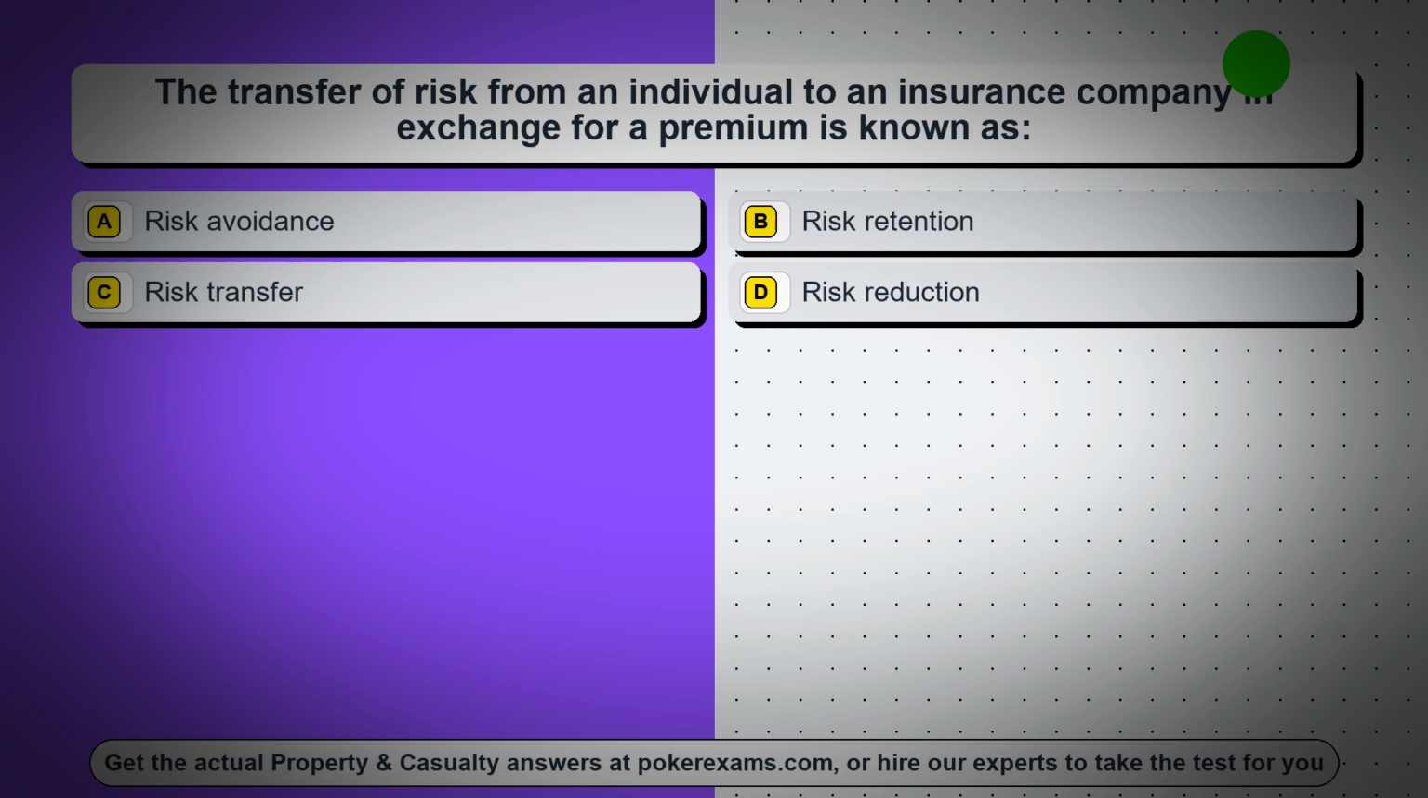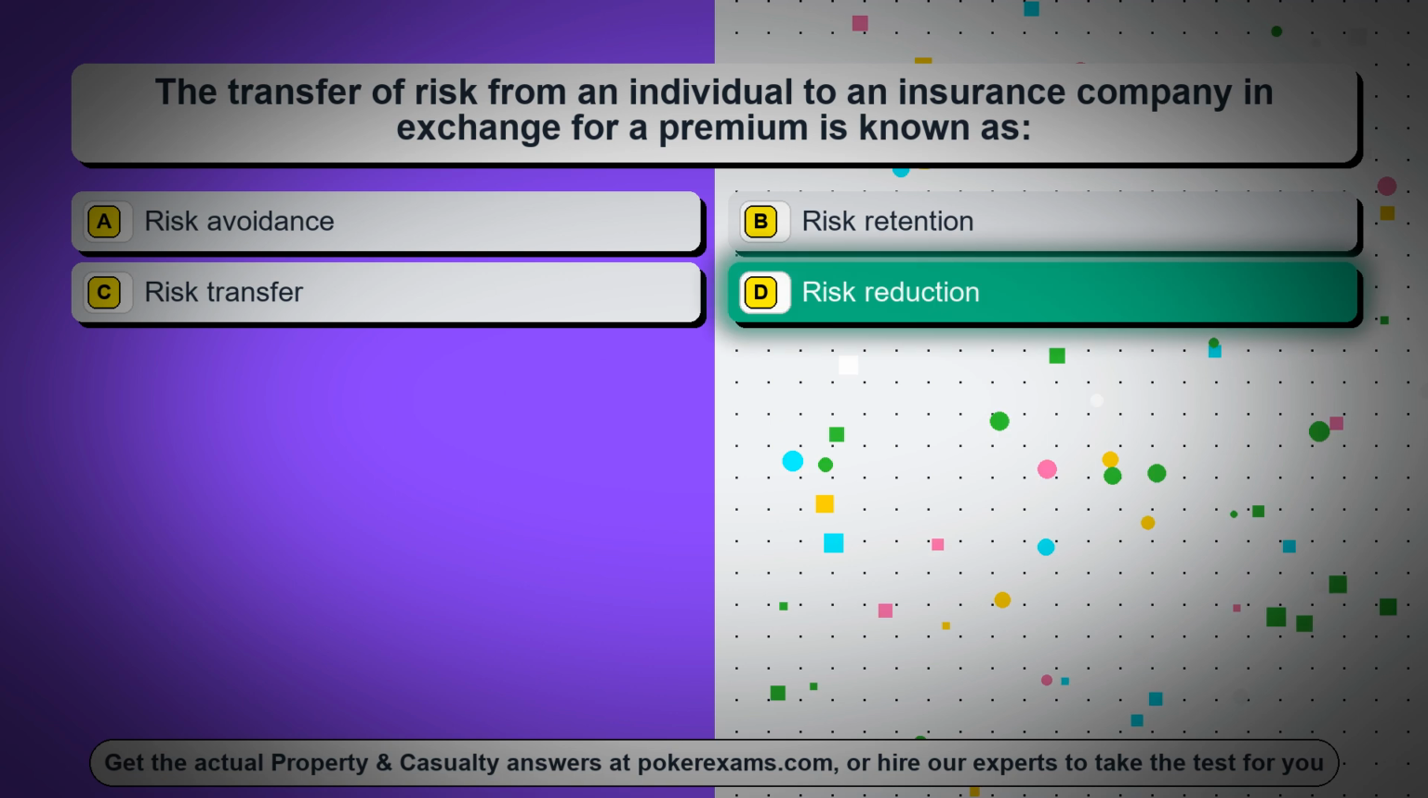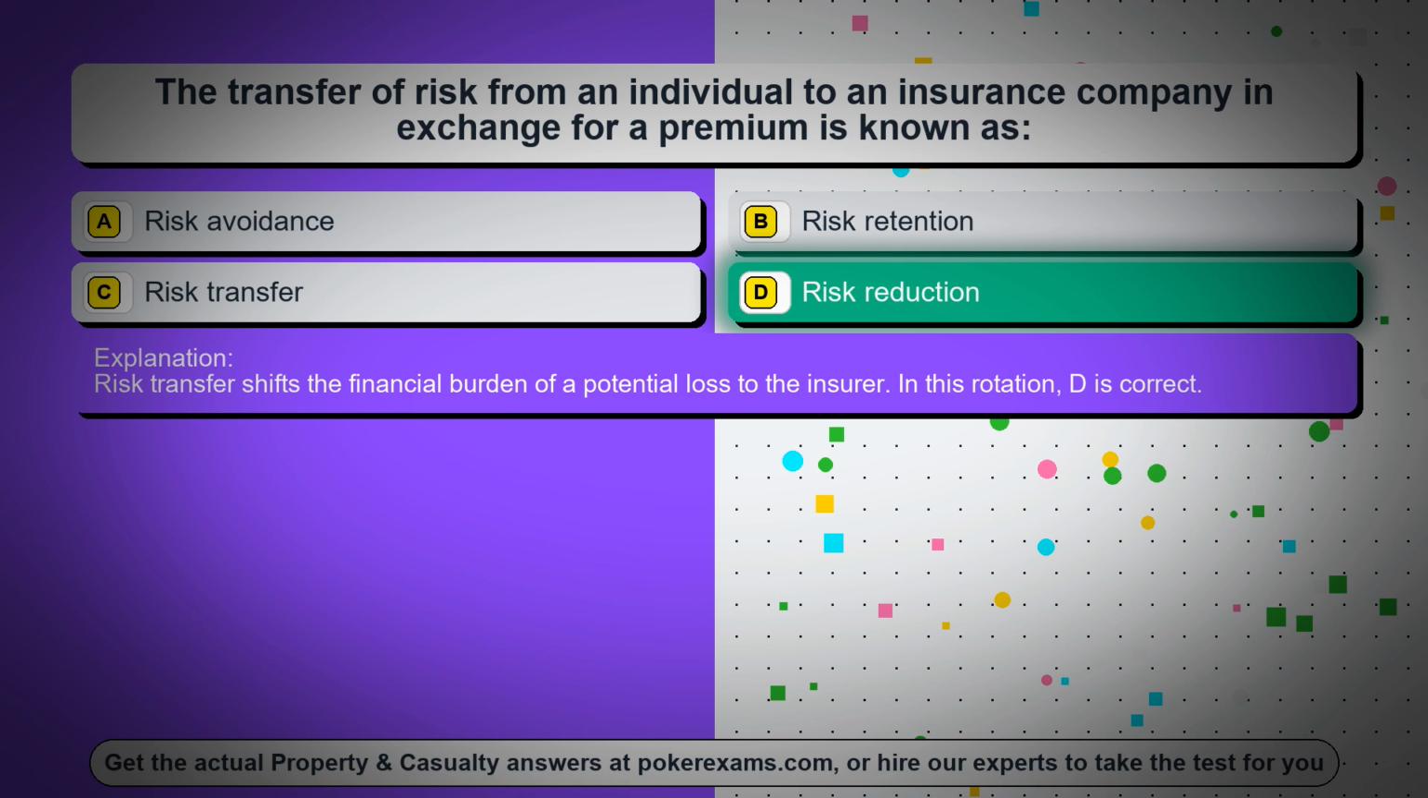Question 82. The transfer of risk from an individual to an insurance company in exchange for a premium is known as: Option A, risk avoidance. Option B, risk retention. Option C, risk transfer. Option D, risk reduction. The correct answer is option D, risk reduction. Risk transfer shifts the financial burden of a potential loss to the insurer. In this rotation, D is correct.